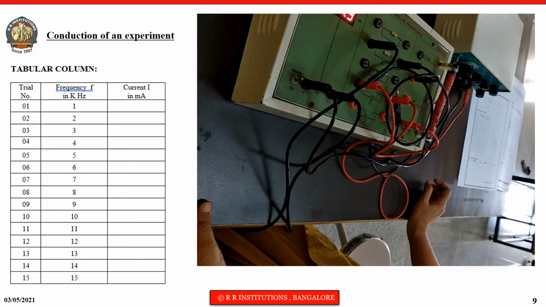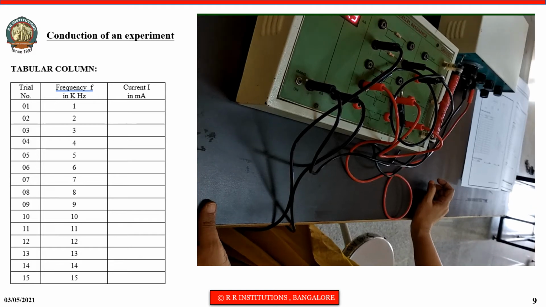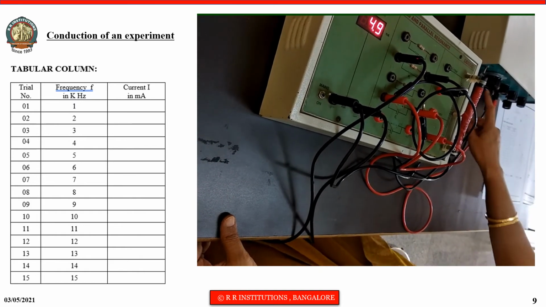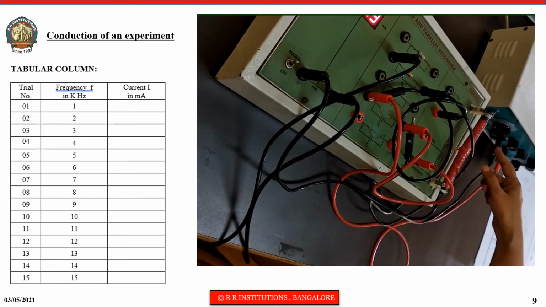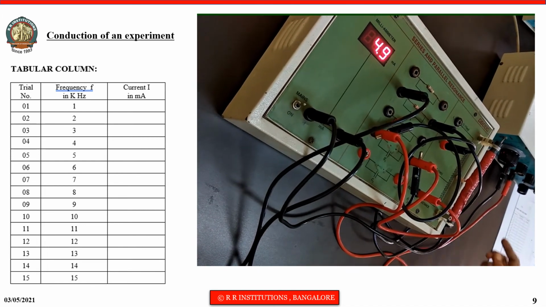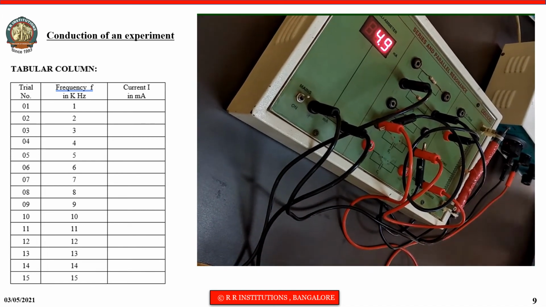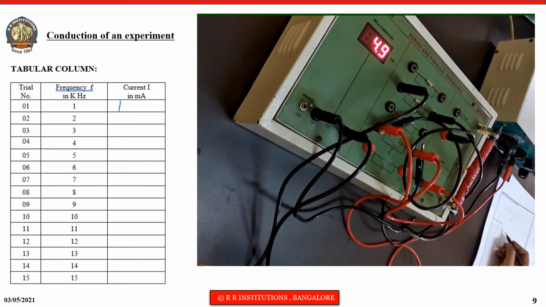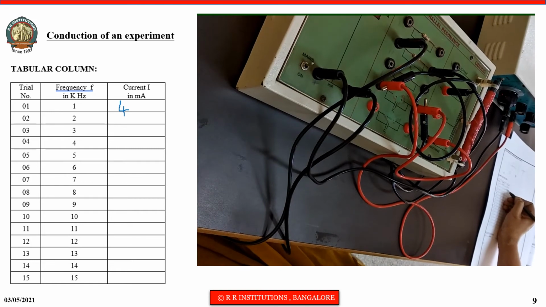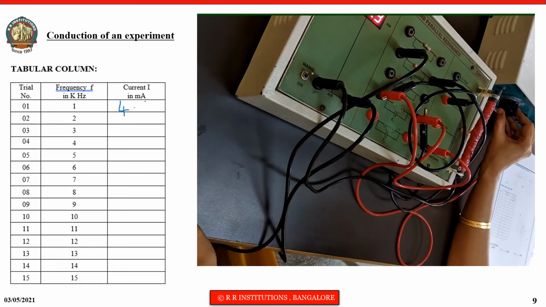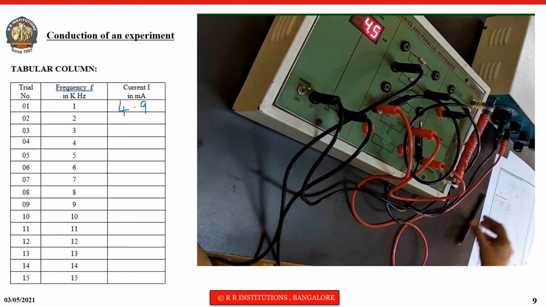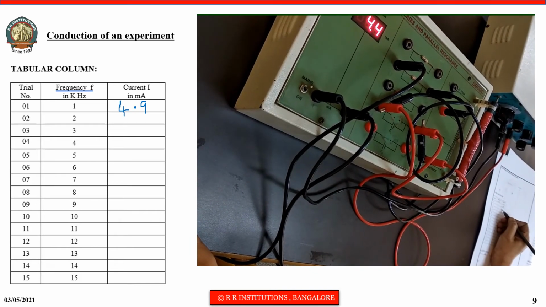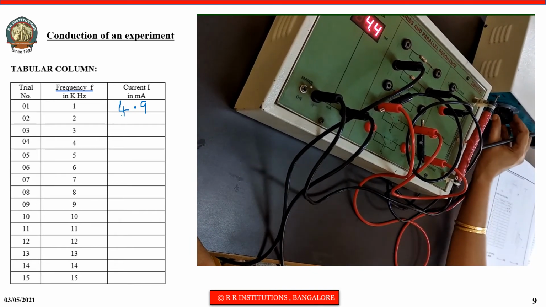Let us see how to conduct the experiment for the parallel LCR circuit. I have to set it for 1K and this is for 1. So as the frequency increases, we have to note down the current. Now this is for 1 kilohertz. For 1 kilohertz, the current is 4.9 milliampere. Next, let us go for 2 kilohertz. For 2 kilohertz, the current is 4.4.